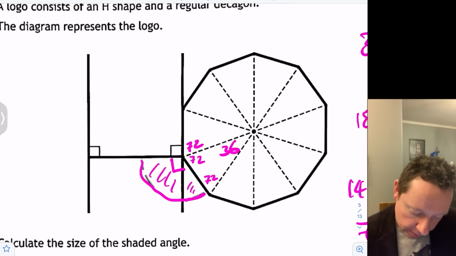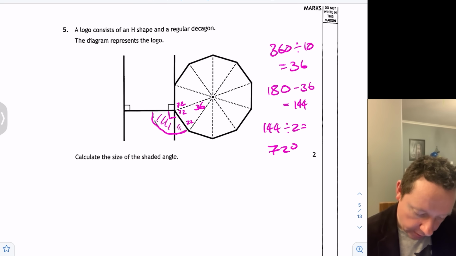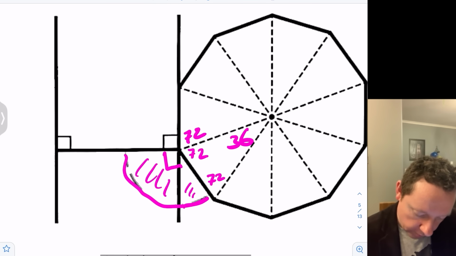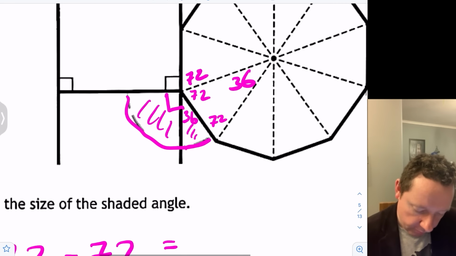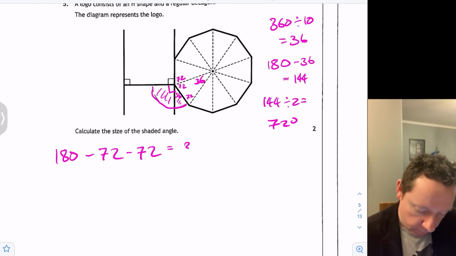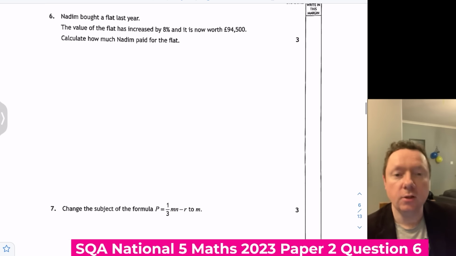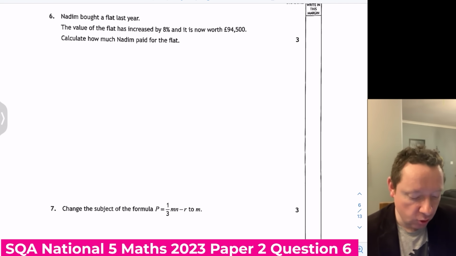I need to know how far it is from here to here. Well, I don't know this angle, but I know that angles on a straight line add to 180. So 180 minus 72 minus 72, or minus 2 lots of 72, is 36 again. So I now know that this little one in here is 36. And therefore, the size of the shaded angle is equal to 90 plus 36, which is 126 degrees. And we're done there.